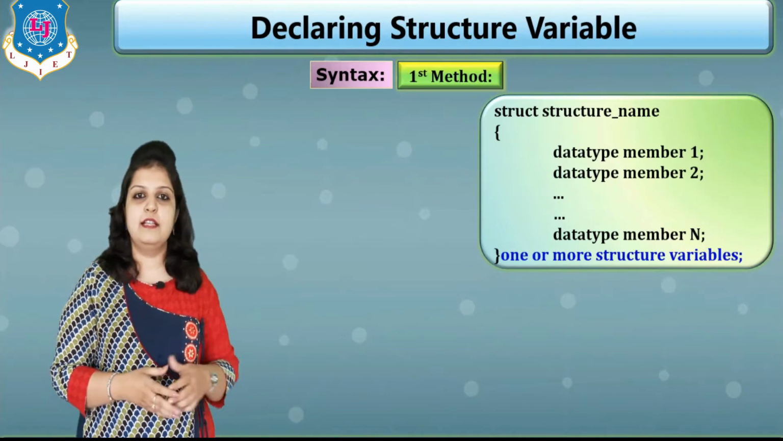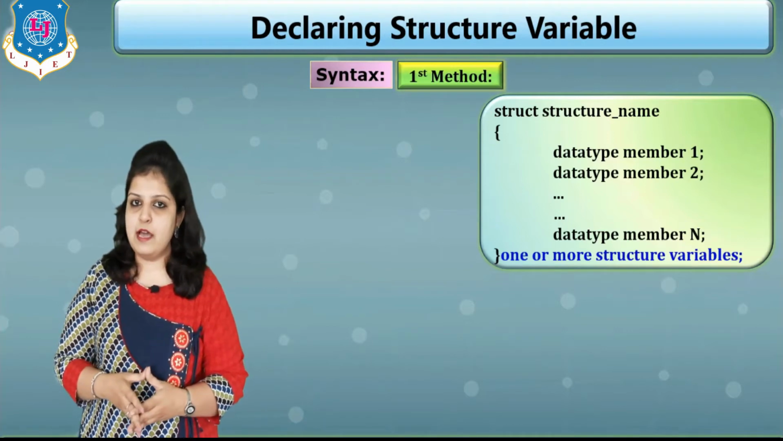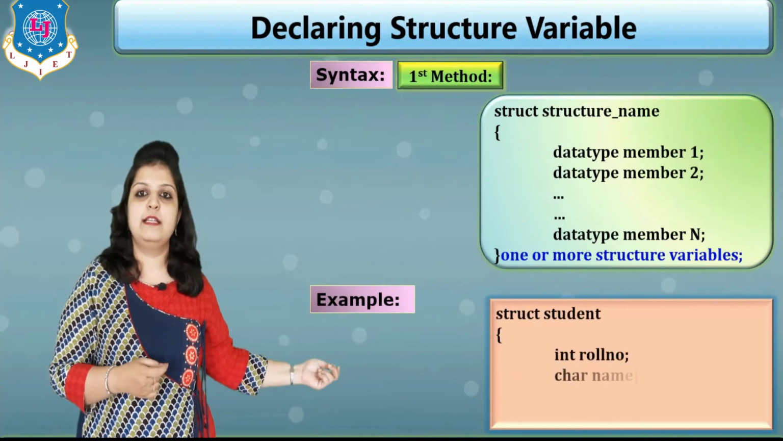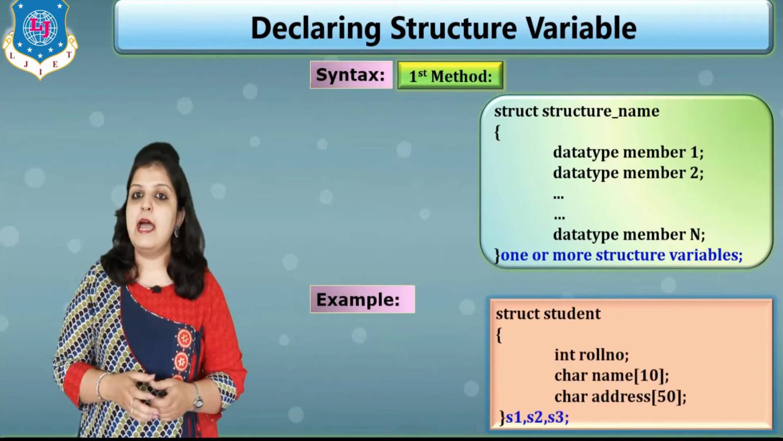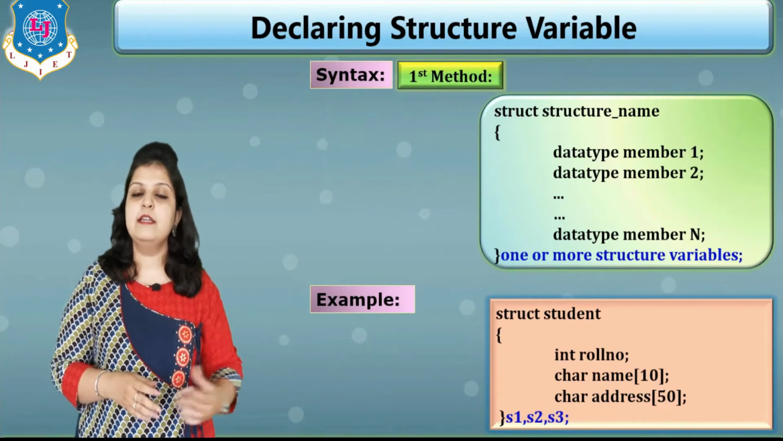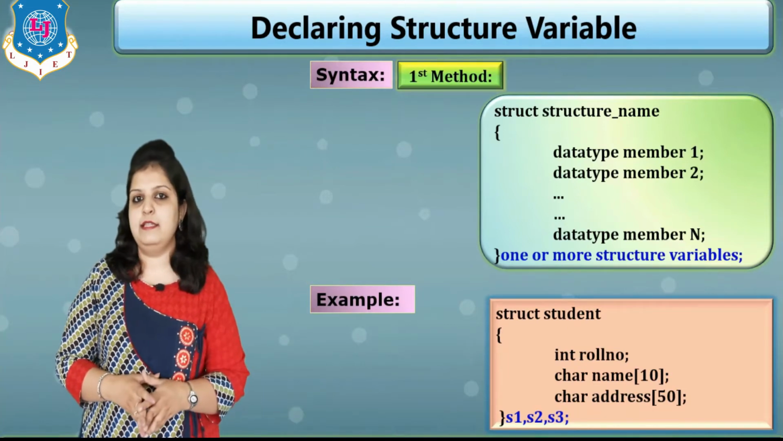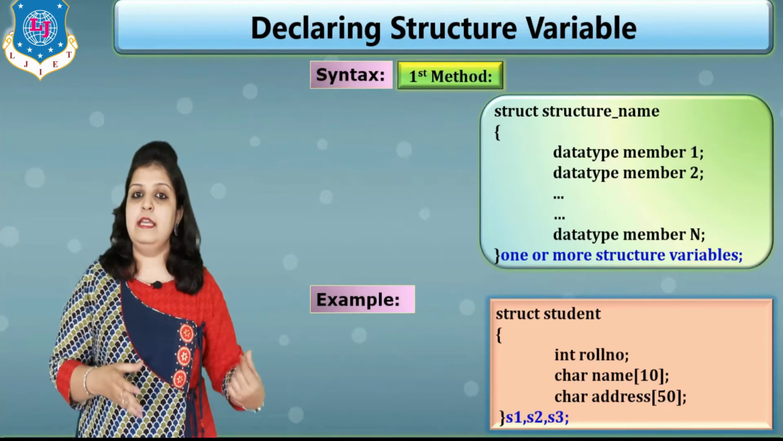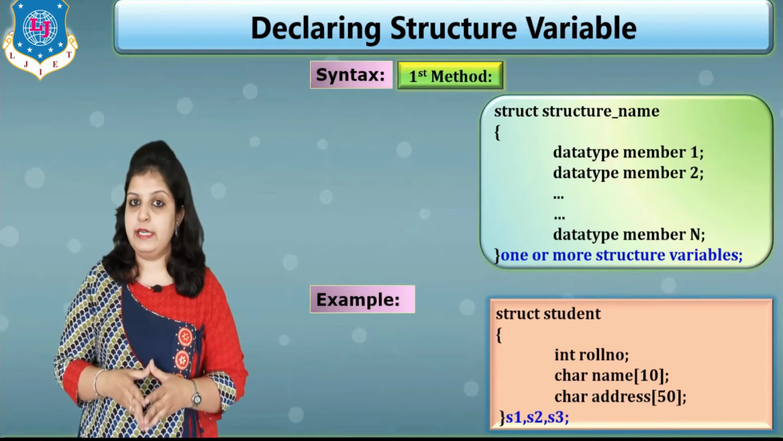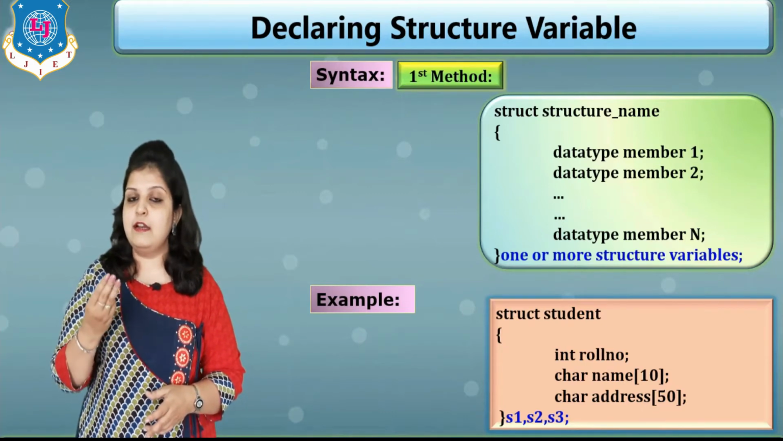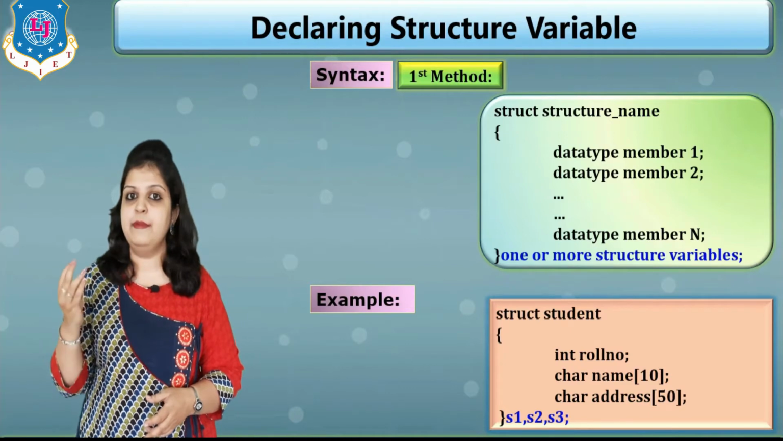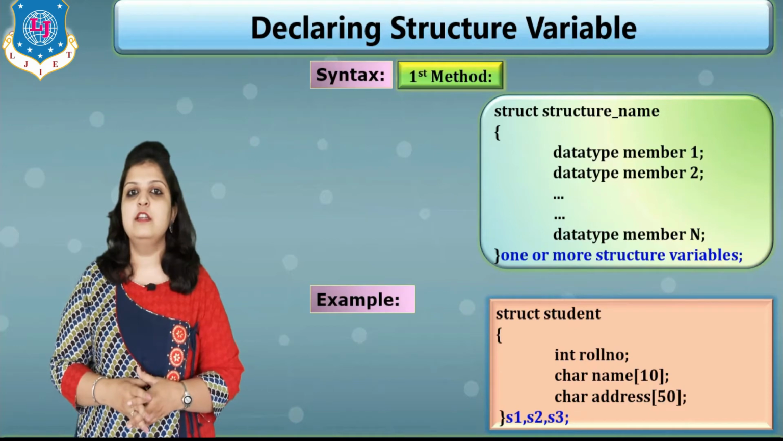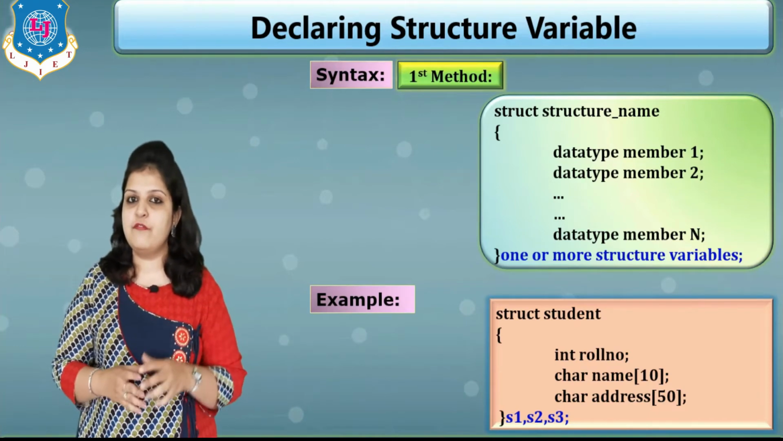So let's see an example here. The same example I have written here: struct student, three members available here, that is roll number, name and address, and at last after the curly bracket S1, S2, S3. These three are the structure variables. It means in these three variables we can store the data of three different students, and our members are roll number, name and address. So these three pieces of information we can store using three different structure variables. So this is our first method.